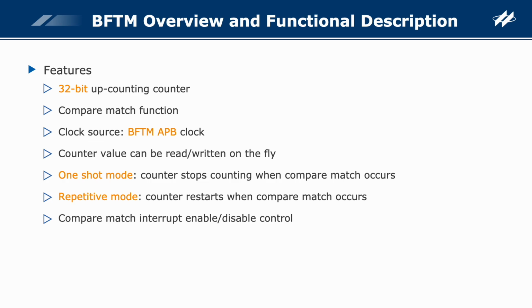The BFTM supports two operating modes known as the repetitive mode and one-shot mode, allowing the measurement of time intervals or time durations. When a BFTM compare-match event occurs, a compare-match interrupt flag, MIF, will be generated, which can be used as an AD converter input trigger source. If the compare-match interrupt is enabled by setting the corresponding interrupt control bit, MIEN, to 1, a BFTM compare-match interrupt will be generated.